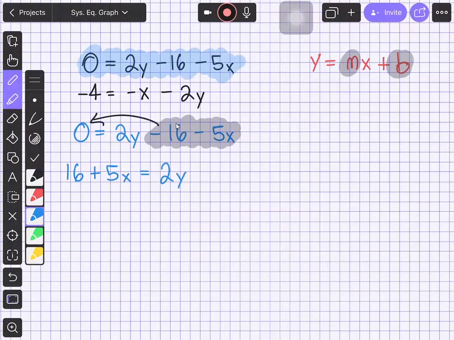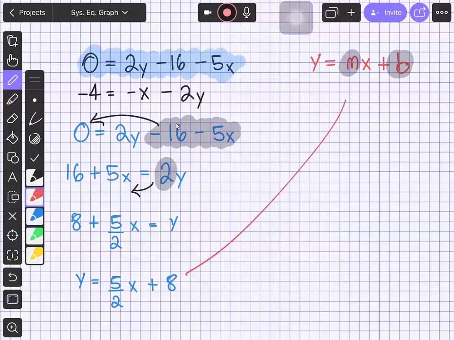Now, the 2 that is multiplying the y will go to the other side, dividing. So 16 divided by 2 is 8. 5 divided by 2 is 5 halves of x, and we end up with y. So we are done isolating the y. Let's just rewrite it. And we have our equation in the slope-intercept form. If you see, they have exactly the same format.